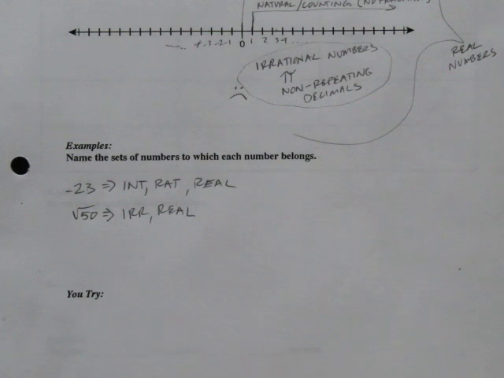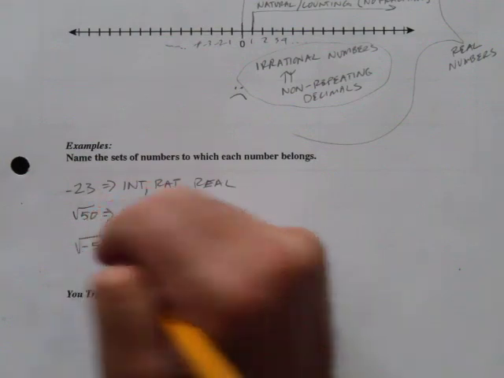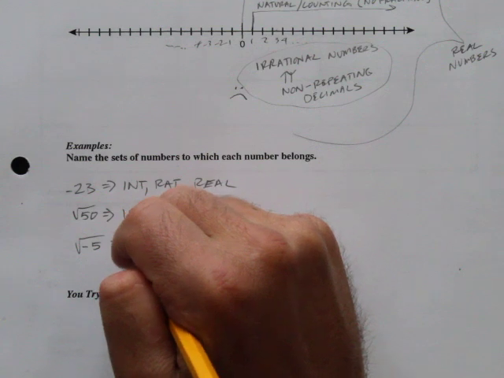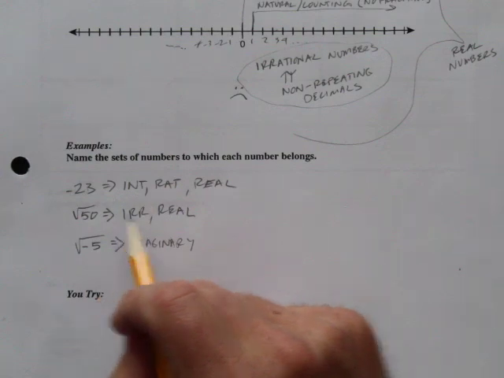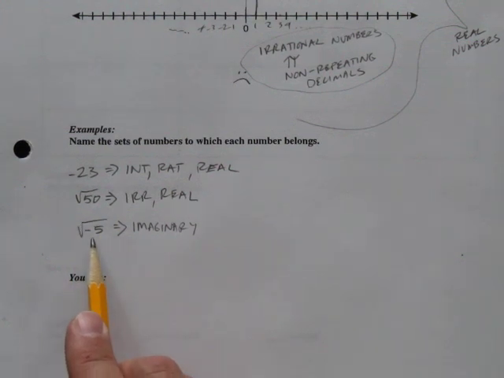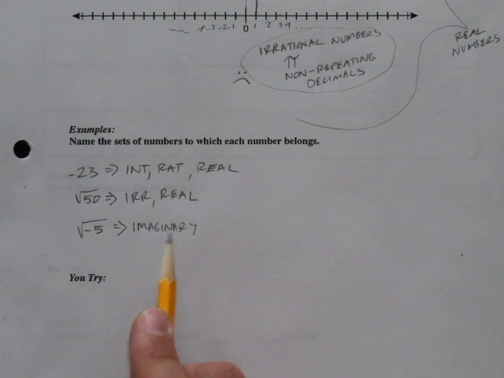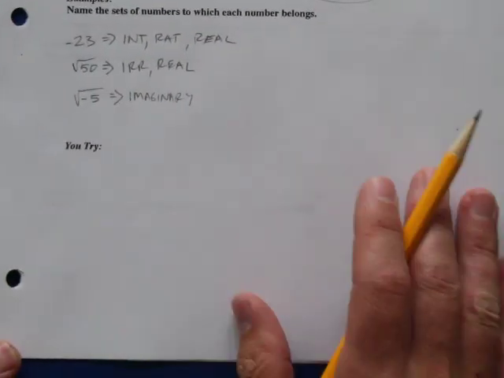Now let's look at a different number, square root of negative 5. This one, I'm just going to tell you, it's imaginary. So it doesn't fit any of these other categories that we talked about. A negative inside the radical sign is an imaginary number. And so just know that. We're not going to use it a whole bunch right now, but we will later on in the year. We'll revisit this.